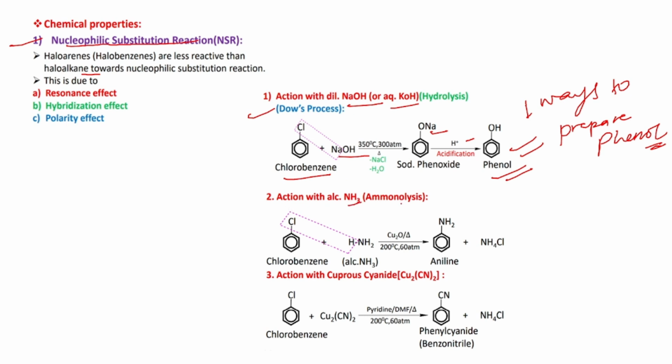The next one is reaction with ammonia, that is ammonolysis. When chlorobenzene reacts with ammonia, it gives aniline and NH4Cl. The next is reaction with cuprous cyanide, that is Cu2(CN)2. So when chlorobenzene reacts with Cu2(CN)2 in presence of pyridine and DMF and heat is given at 200 degrees Celsius, it gives phenyl cyanide, that is also known as benzonitrile. So यहाँ बेन्जिन रिङ छ, योसँग अट्याच भएर सिएन आएको रहेछ.